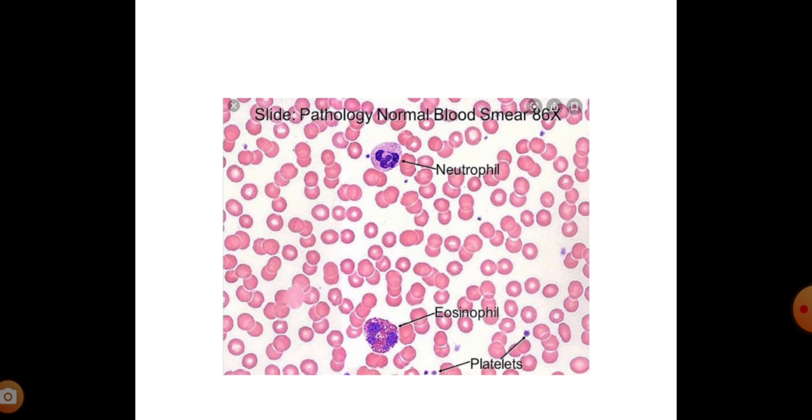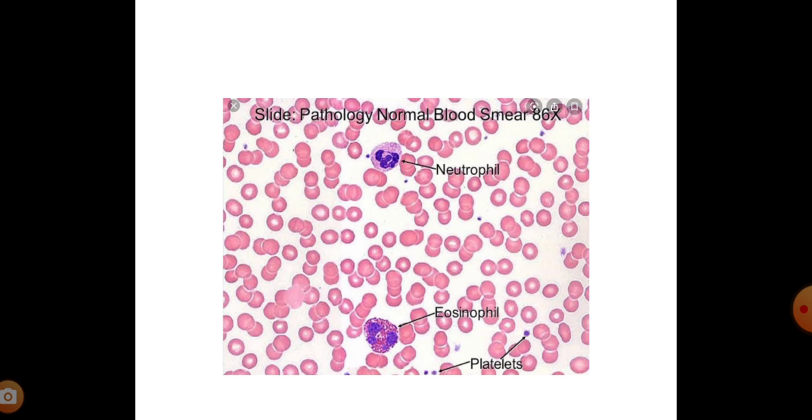So these small pink color cells which you see are the RBCs, and in the background you can see the WBCs which are larger than the size of the RBCs. So on the top you can see a neutrophil, and below you can see a beautiful spectacle shaped cell which you call as eosinophil, and in between the RBCs you can see the purple color dots, you call them platelets. So these are the normal cells which you see in a peripheral blood smear picture.